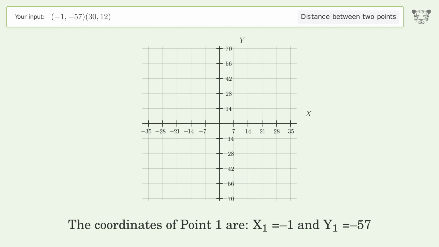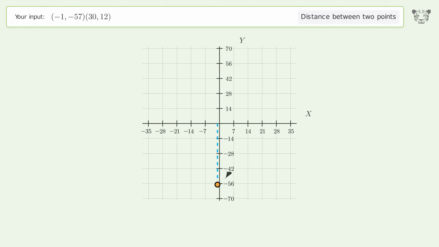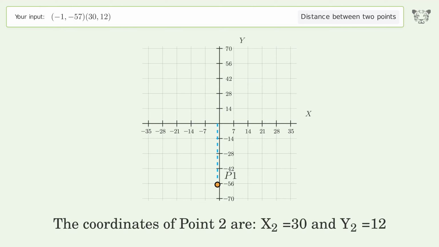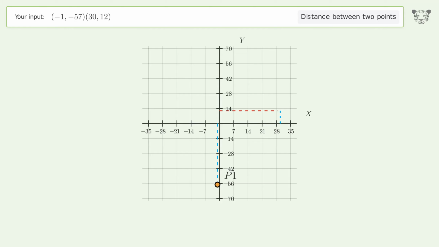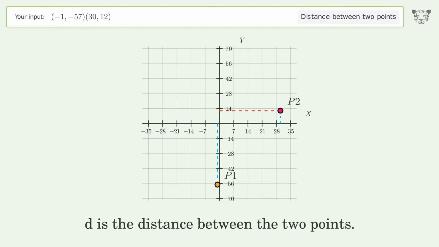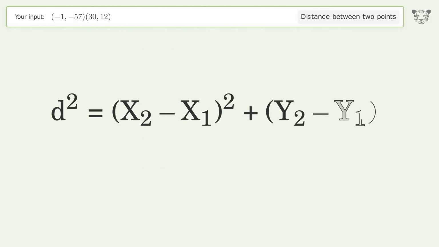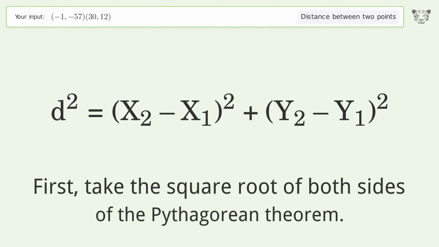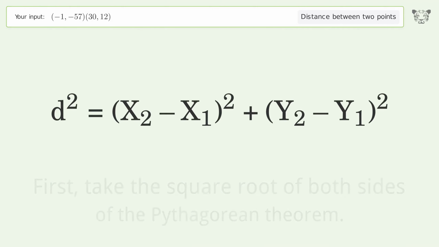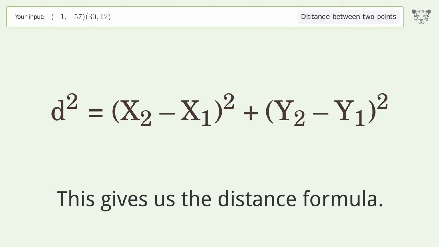The coordinates of point 1 are x1 equals -1 and y1 equals -57. The coordinates of point 2 are x2 equals 30 and y2 equals 12. D is the distance between the 2 points. First, take the square root of both sides of the Pythagorean theorem. This gives us the distance formula.